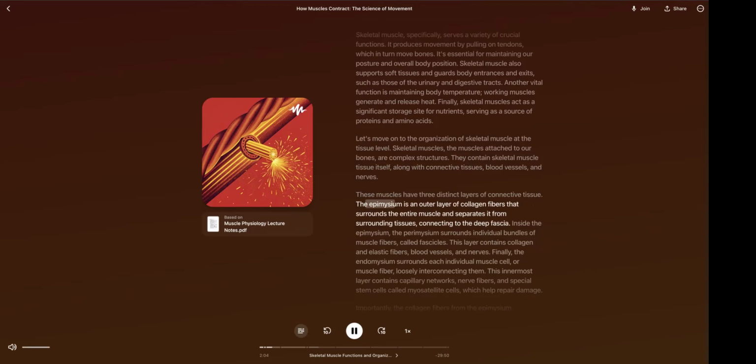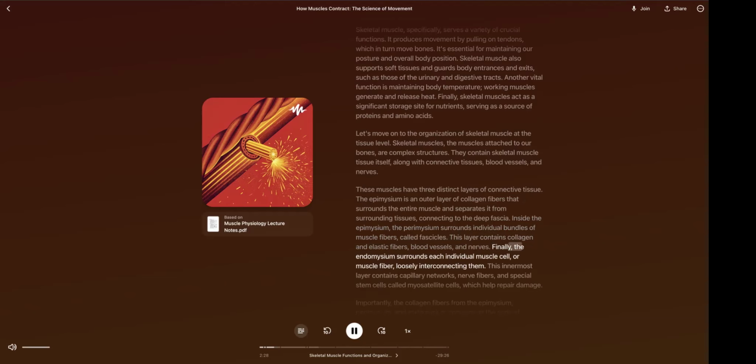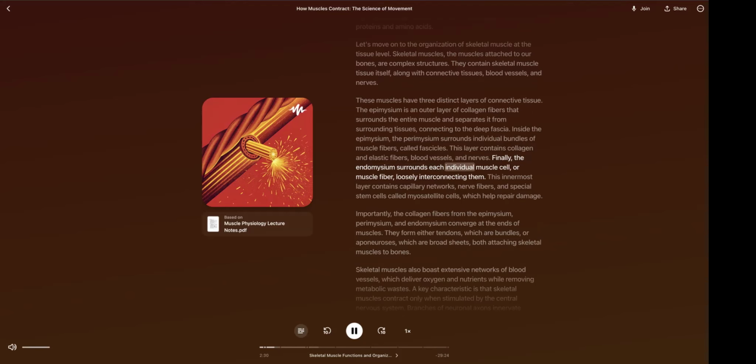Inside the epimysium, the perimysium surrounds individual bundles of muscle fibers called fascicles. This layer contains collagen and elastic fibers, blood vessels, and nerves. Finally, the endomysium surrounds each individual muscle cell or muscle fiber, loosely interconnecting them. This innermost layer contains capillary networks, nerve fibers, and special stem cells called myosatellite cells, which help repair damage.